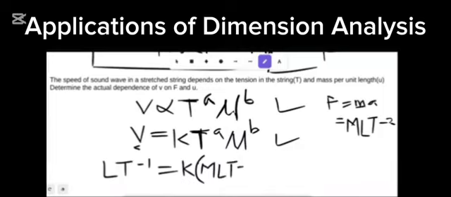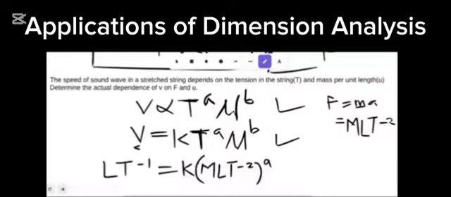Now mu. What is mu? Go to the question again. The speed of sound wave in a stretched string depends on tension. Tension is a force, we have dealt with that. And the second one, mass per unit length. The symbol is mu. They're giving you the definition. They give you tension, and tension is a force. What is force? The definition of force is mass times acceleration. The definition of this mu is present in the question.